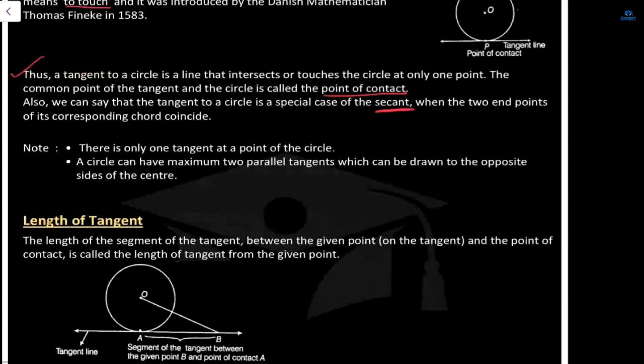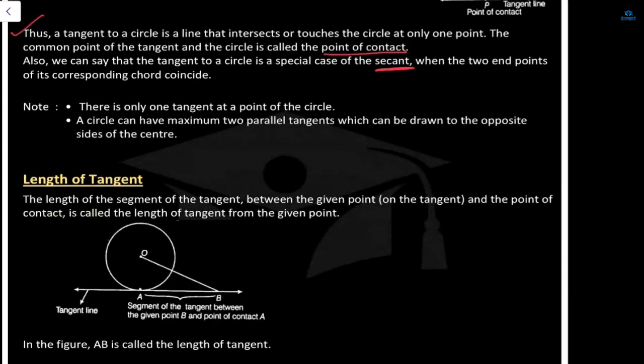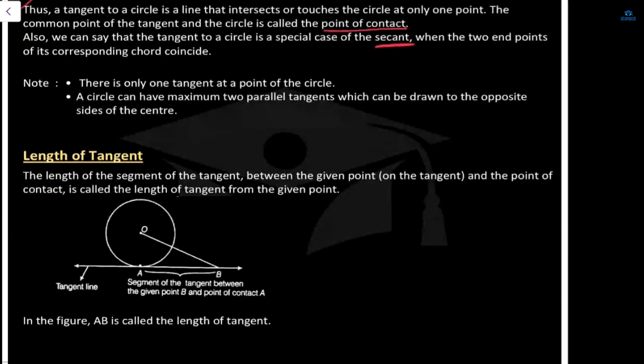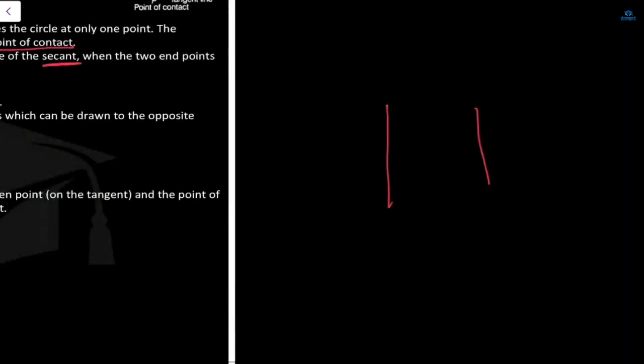Some note points I have mentioned. Observe here that there is only one tangent at a single point of the circle. A circle can have a maximum of two parallel tangents. Parallel tangents means they should not meet at all. They will be on opposite sides of the circle, only then will they be parallel tangents. Because if you draw one anywhere here and one here, they will meet somewhere. The lines should not meet at any point.